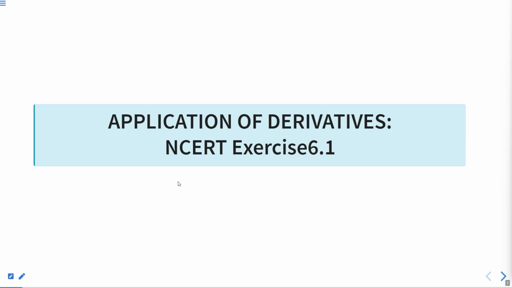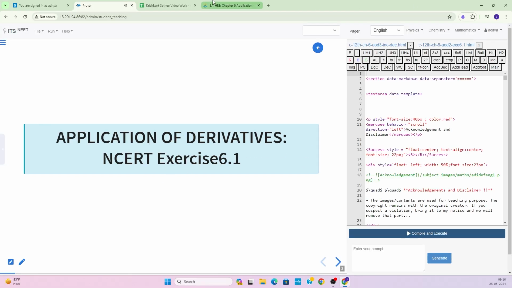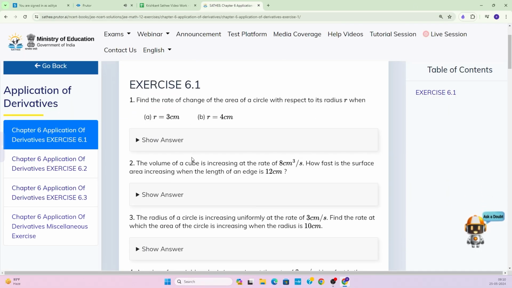Today we will be seeing applications of derivative, NCERT exercise 6.1 solutions. Let's see the first question of this exercise. It says: find the rate of change of the area of a circle with respect to its radius r.